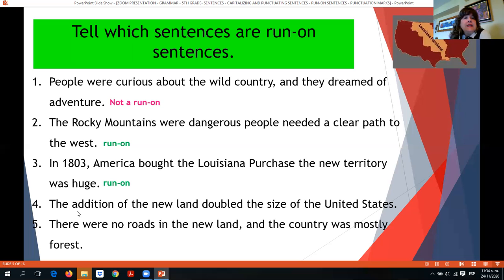Number 3: The addition of the new land doubled the size of the United States. Here we have only one idea, that the addition of the new land doubled the size of the country. So this is a simple sentence, okay? This is not a run-on. Then we have: There were no roads in the new land, and the country was mostly forest. Here we have a compound sentence. As you see, we have the comma, we have the word and, we have two separate ideas that are joined by this. So we don't have a run-on here either. So it's not a run-on, okay?